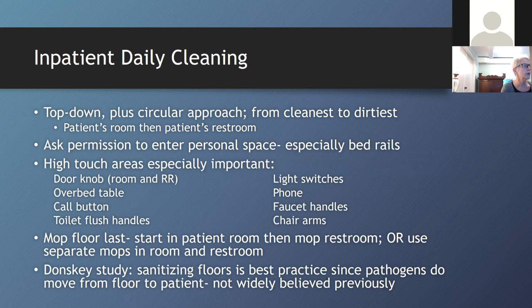One of the ones that gets missed quite often, as far as cleaning, is the light switches, because people just don't think about that, as well as faucet handles and some of the toilet flush handles. In their mopping, they do that last, obviously, and they start in the patient room and then move to the bathroom or the restroom. Depending on the room, they may even use a separate microfiber mop in the restroom versus the one that they just used in the room.